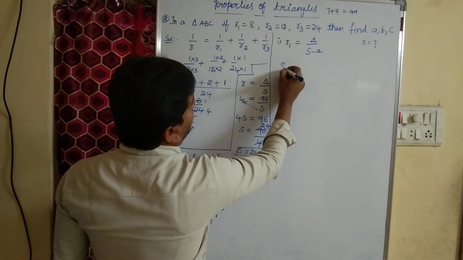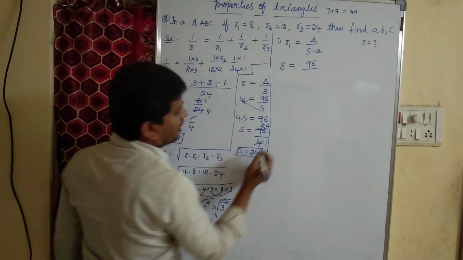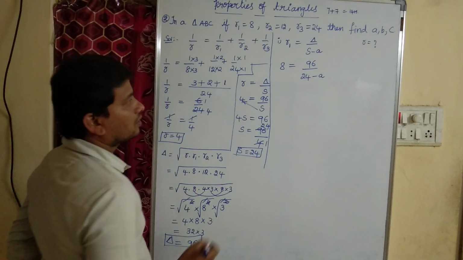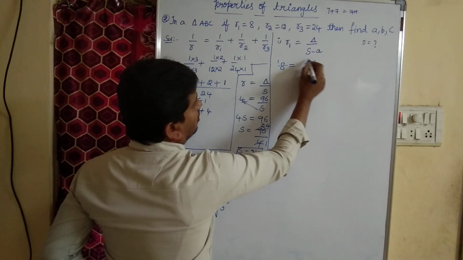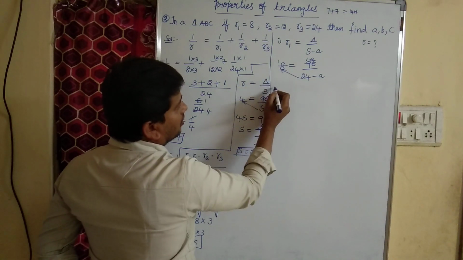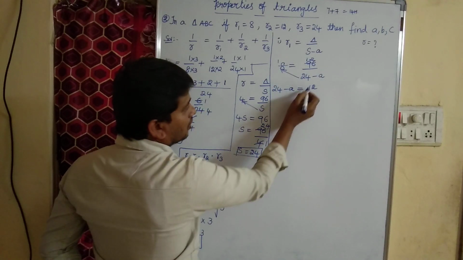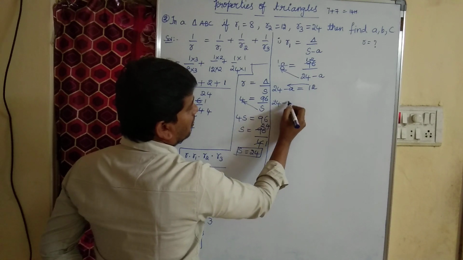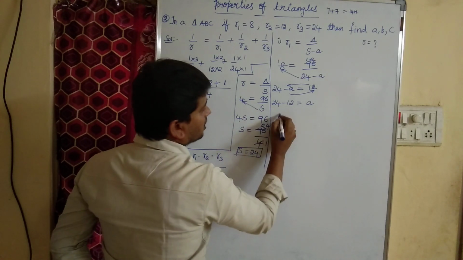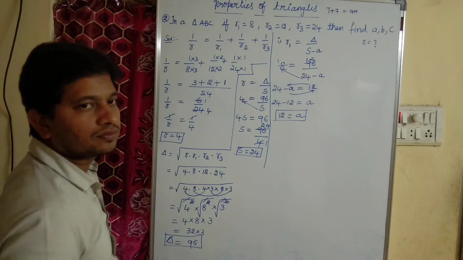R1, it is given 8, equal to delta we got 96 divided by S we got 24 minus A. Okay. Now 8 table: 8 1s are 8, 8 2s are 16, 8 12s are 96. Now cross multiplication: 1 into 24 minus A, 24 minus A equal to 12. 12 you transpose: 24 minus 12 equal to minus A you transpose, it will become plus A. 24 minus 12 is equal to 12. So what is the value of A? A value is 12. Right?